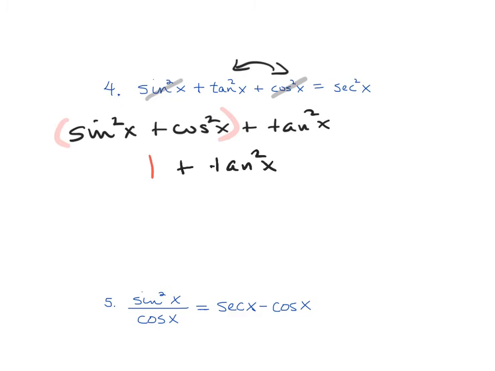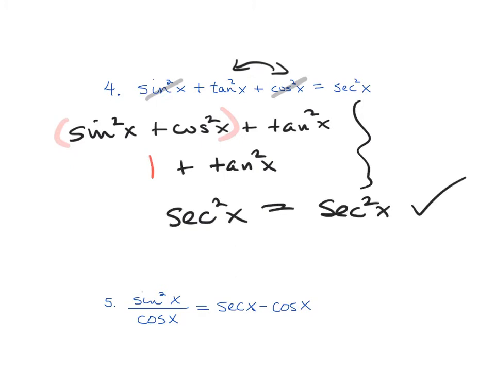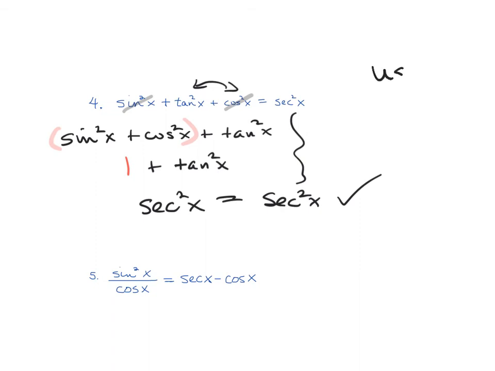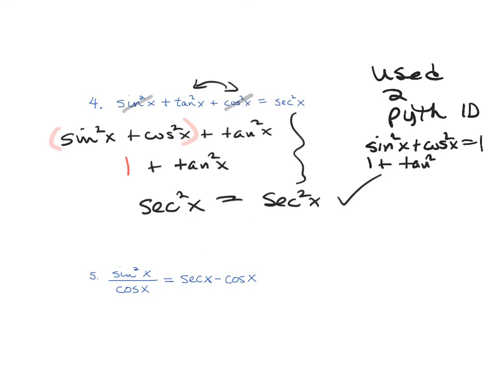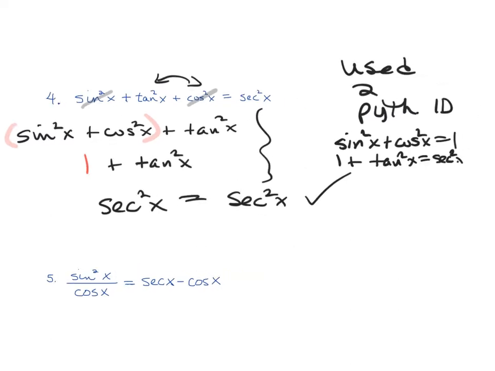And notice again, I've got another identity: 1 plus tangent squared x equals secant squared x, which is what I was trying to prove. For this particular problem, I used two Pythagorean identities. I used sine squared x plus cosine squared x equals 1, and then I used 1 plus tangent squared x equals secant squared x. Those were the two identities that I used, and then I used substitution.